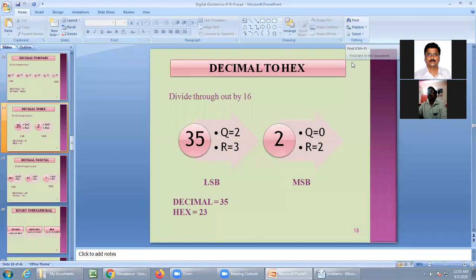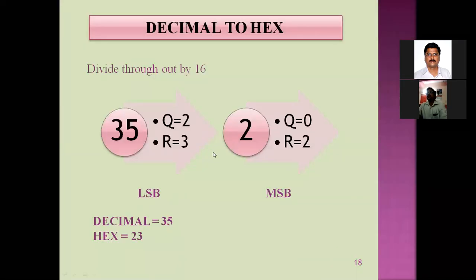So let us convert a decimal number into a hexadecimal number. Here the given decimal number is 35. This decimal number needs to be converted into a hexadecimal number.